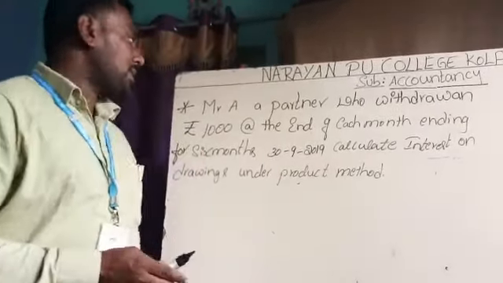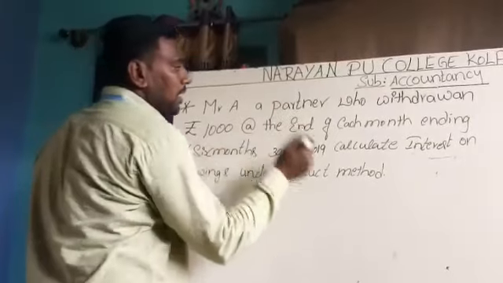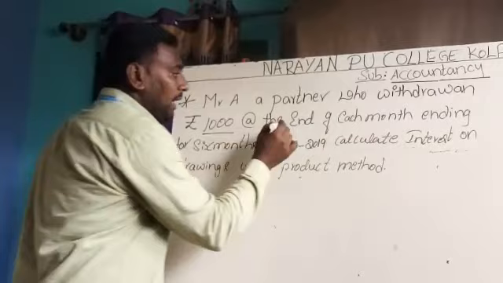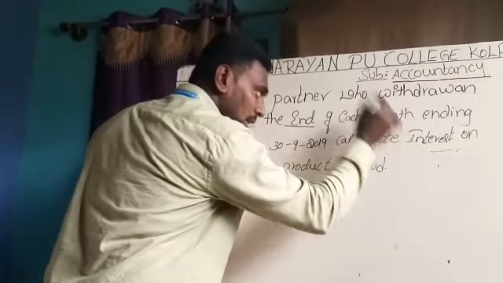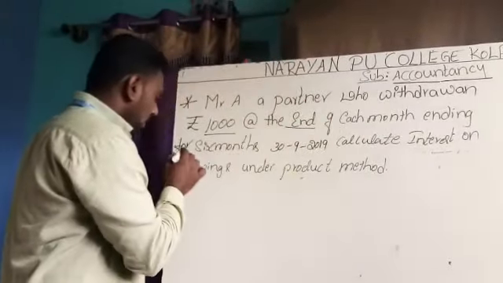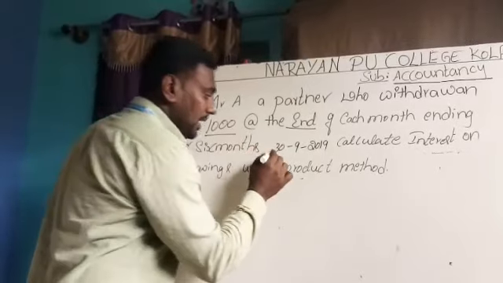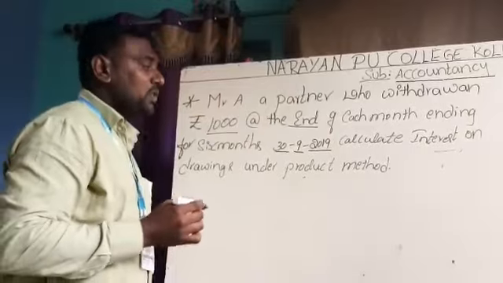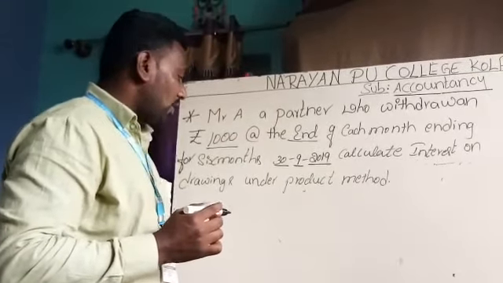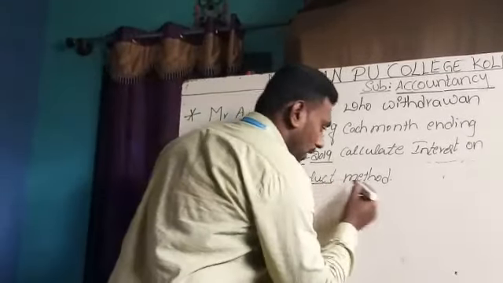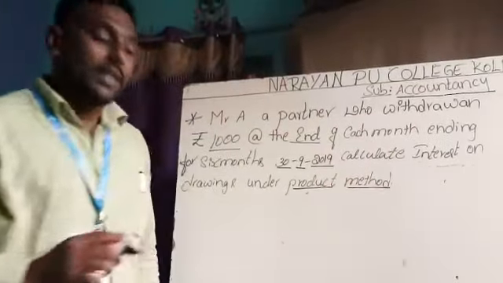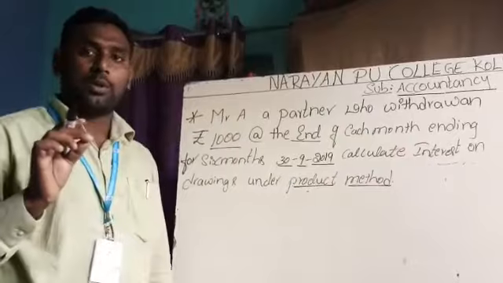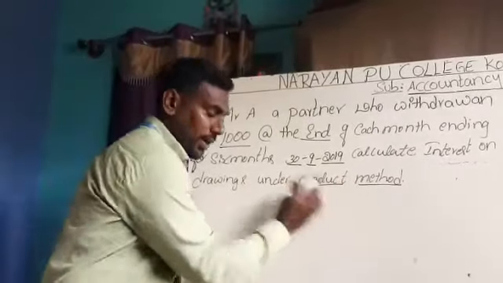Let's come to one sum. Mr. A, a partner, withdrew rupees 1000 at the end of each month, for 6 months ending 30th September 2019. Calculate interest on drawings under the product method. In the question itself, they have clearly mentioned that you have to calculate interest on drawings under the product method.